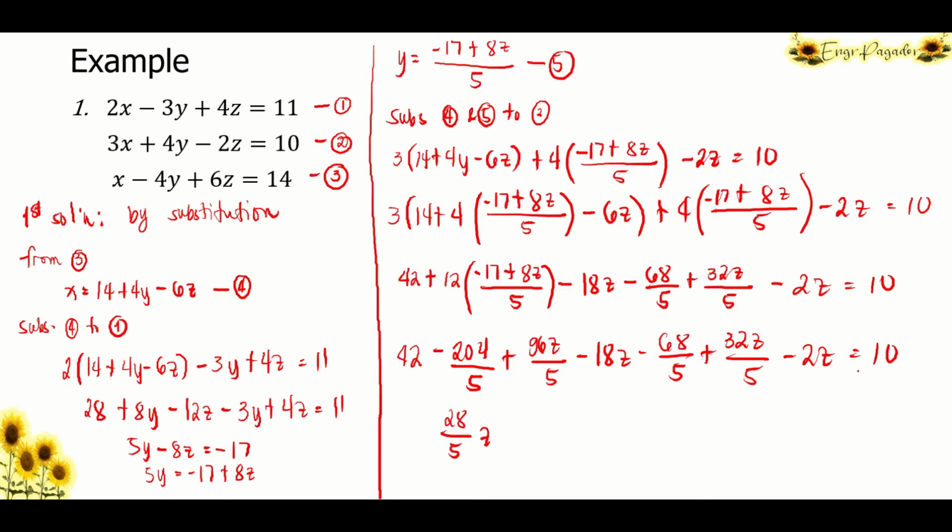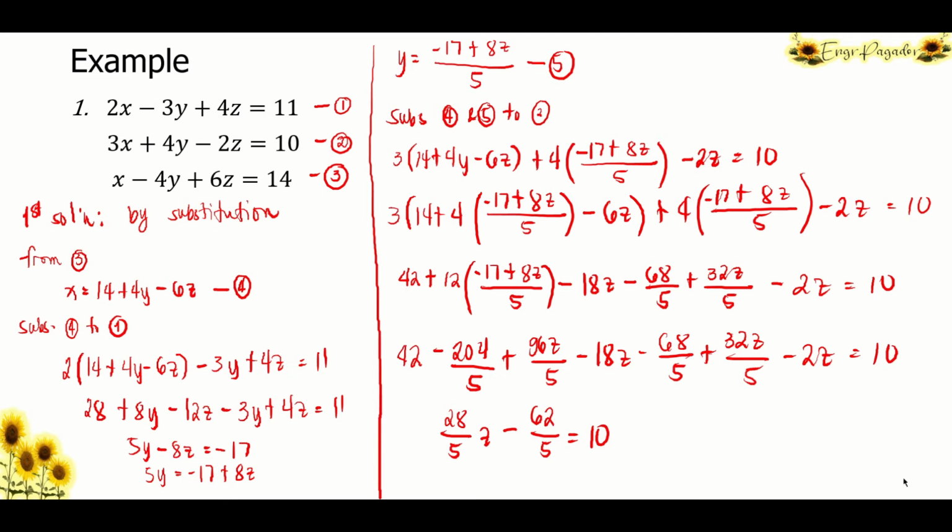How about the numerical coefficients? So, that is equal to 42, and then minus 204 over 5, and then we have negative 68 over 5, and that is equal to negative 62 over 5. So, si negative 62 over 5, okay, lagay ko na lang dito, negative 62 over 5 is equal to 10. So, kailangan natin itong i-transpose to the other side.